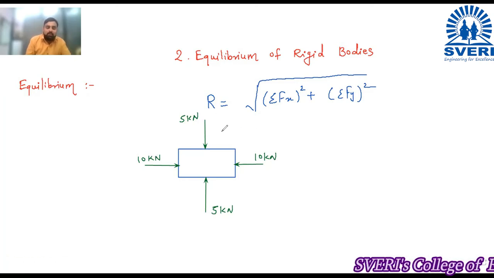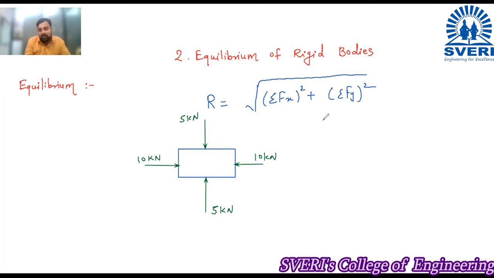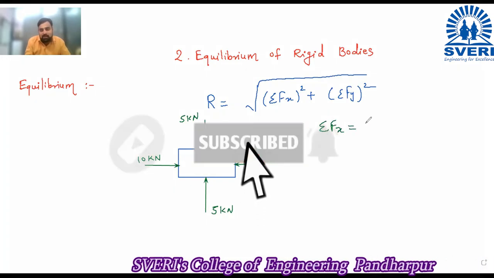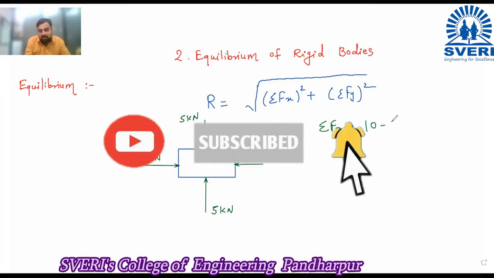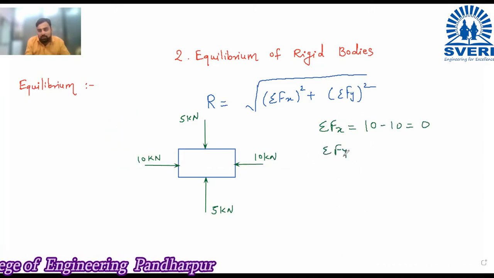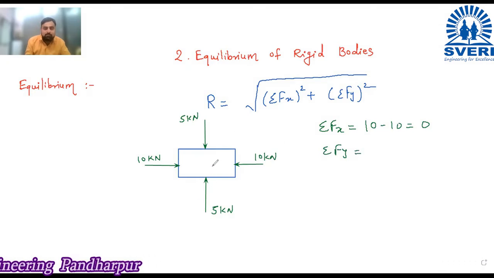What you have done indirectly? First of all, you have calculated summation fx. So if you see, summation fx is plus 10 minus 10, which is equal to 0. Then you have calculated summation fy. This force is moving upward, so this is plus. This force is moving downward, so minus, which is 0.